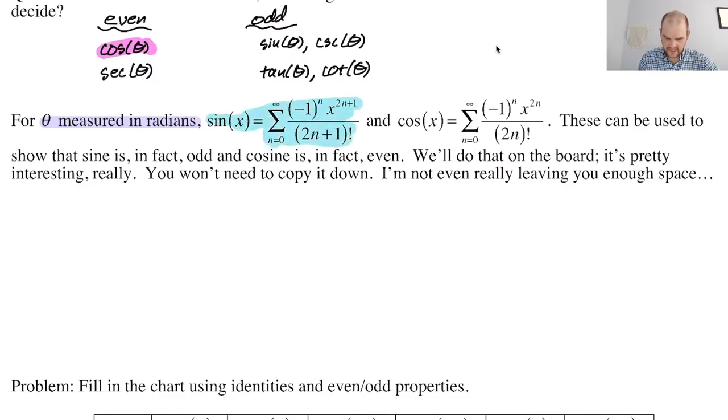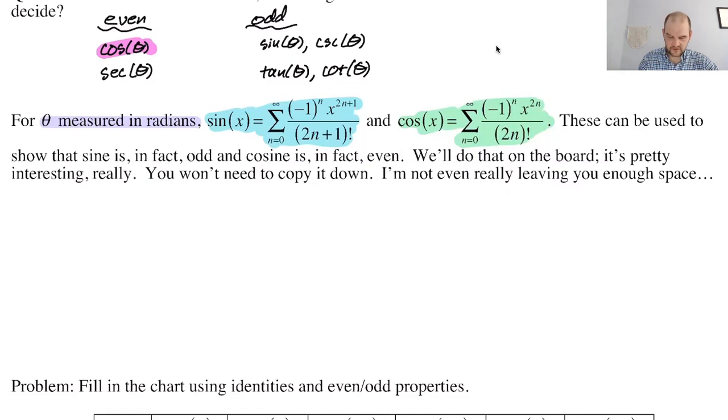But if the angle is measured in radians, so if x is measured in radians, sine of x is equal to the sum from 0 to infinity of negative 1 to the n, x to the 2n plus 1, which is an odd number, over the quantity 2n plus 1 factorial. And cosine has a similar thing. Cosine of x is equal to the sum from 0 to infinity of negative 1 to the n, x to the 2n over the quantity 2n factorial.